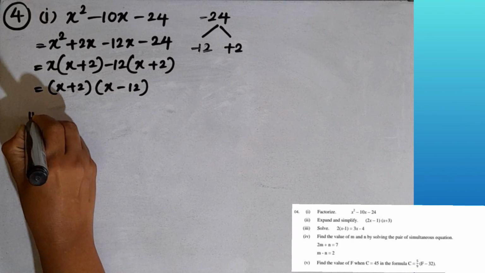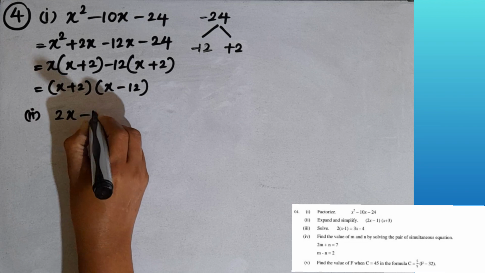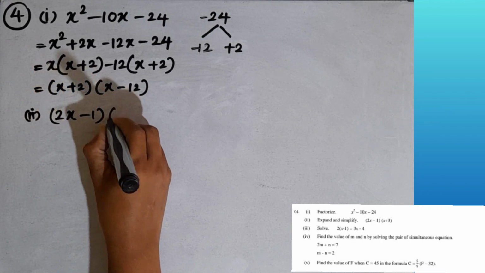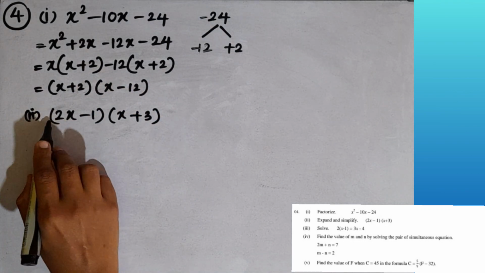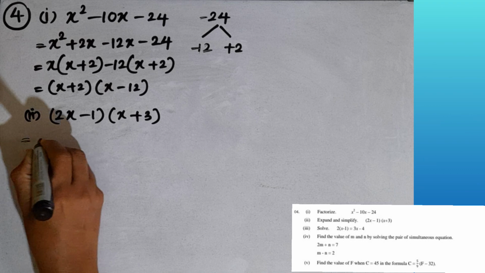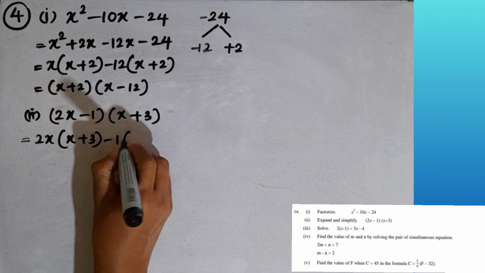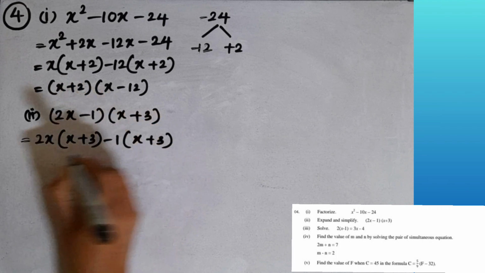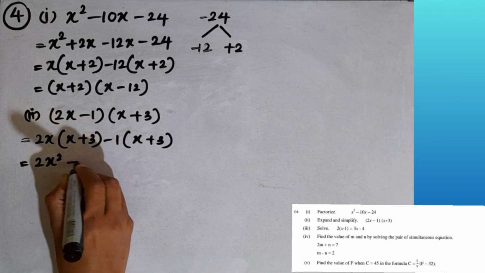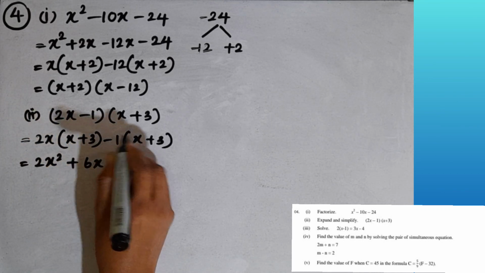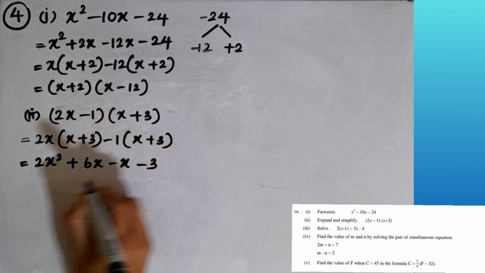Then second question. Expand and simplify 2x minus 1 times x plus 3. We take 2x times the second term, x plus 3, minus 1 times x plus 3. 2x times x is 2x squared. 2x times plus 3 is plus 6x. Here minus 1 times x is minus x. Minus 1 times plus 3 is minus 3.